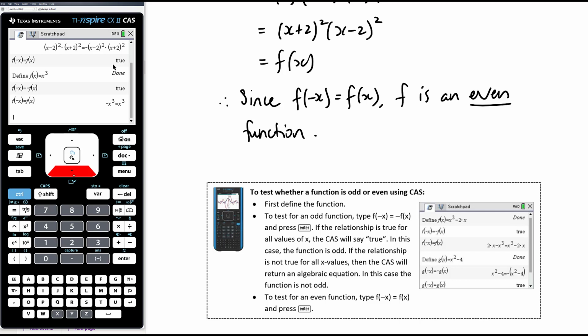You could also have, for example, if we define another function, let me make it another cubic, but let me make it x minus 2 all cubed. If I try and test whether that's an even function, no, not an even function. If I try to test whether it's an odd function, no, it's not an odd function either. So it's neither odd nor even in that instance.